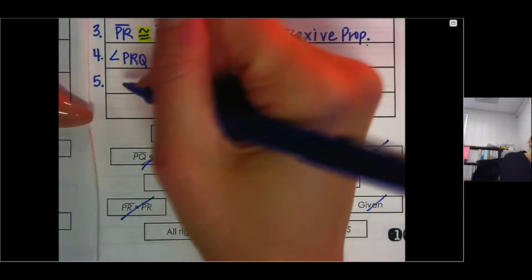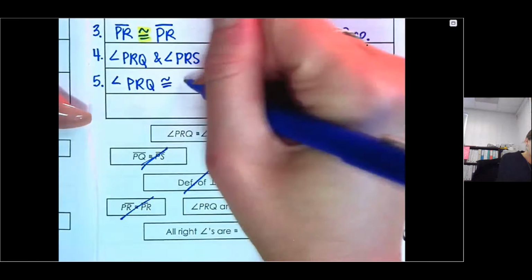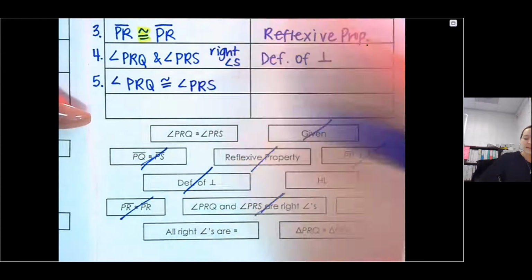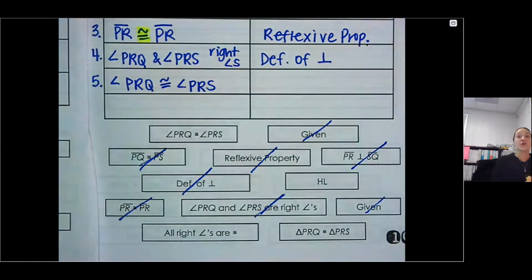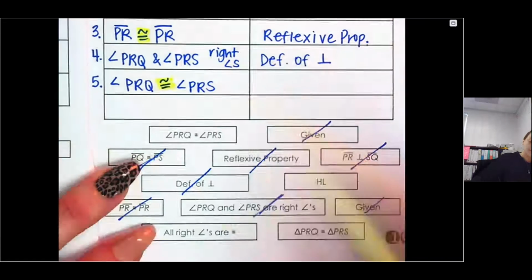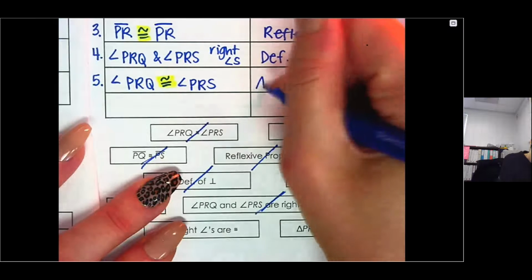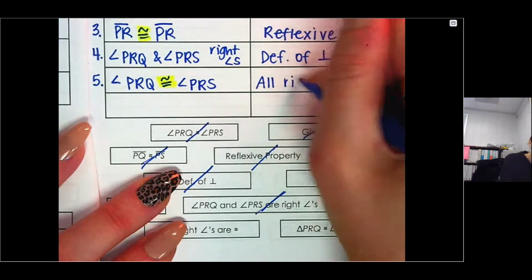So my last statement is angle PRQ is congruent to angle PRS. And I've got a congruent symbol, so I'm going to highlight it. My reason is that all right angles are congruent.